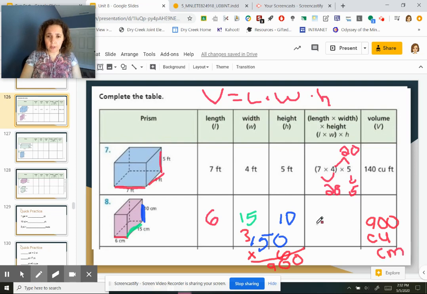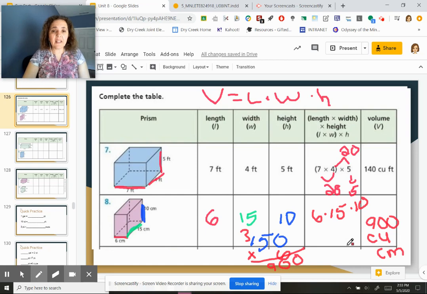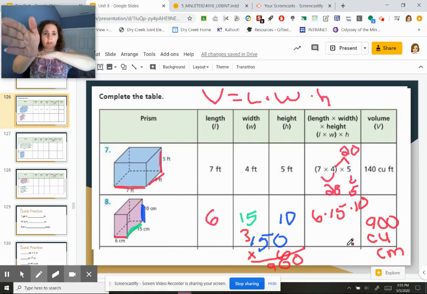Oh, I forgot to put my equation here, didn't I? So it's 6 times 15 times 10. Okay. That's how easily you do those. So you find the length. Remember, length goes this way, times your width, times your height.